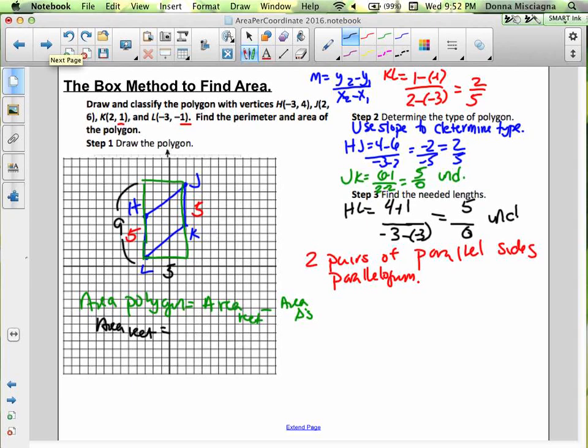Oh, so I didn't measure the other side. I said I did right there. It was 9. Right? 1, 2, 3, 4, 5, 6, 7, 8, 9. All right, so the area of the rectangle part would be 9 times 5, or 45 units squared.